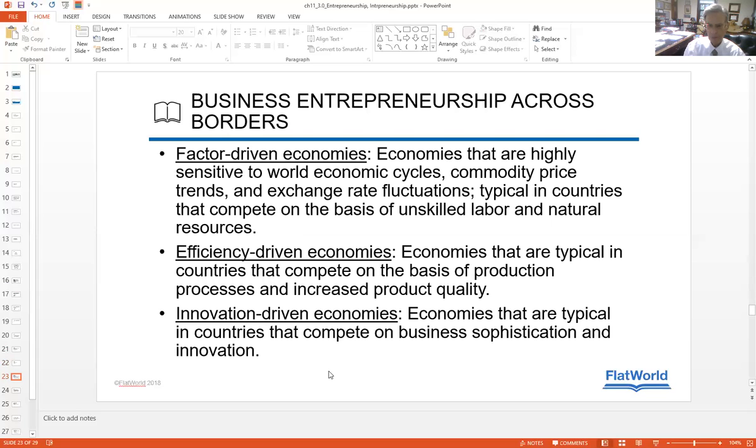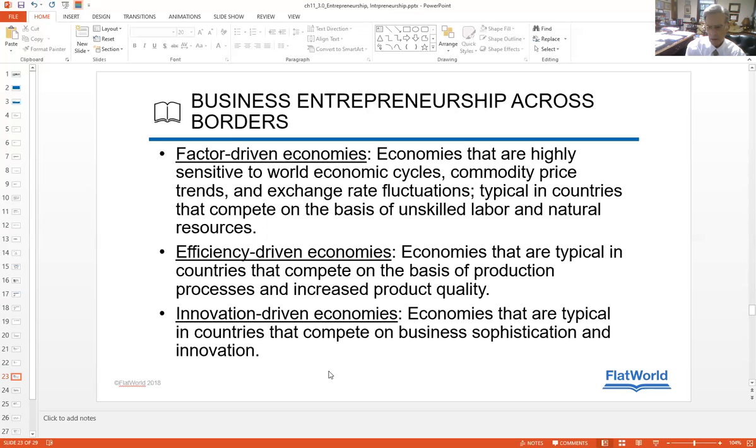Okay, so what is it that differs between countries that makes their receptiveness to different types of entrepreneurship or different types of innovation more or less? And in your textbook, you get the names of specific countries. Factor-driven economies are the ones that are focused mainly on, I guess, natural resources, basic materials, unskilled labor. This could have been China 30 years ago. It's not today by far.